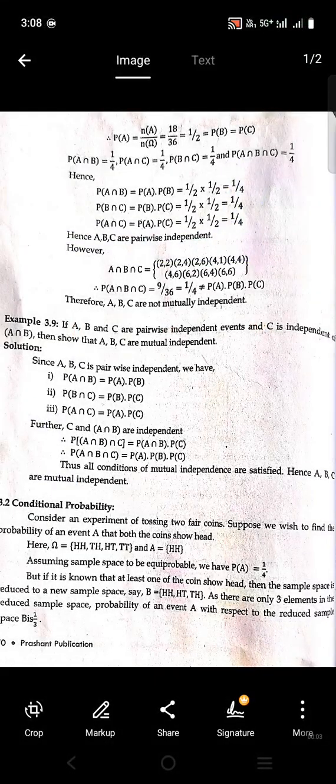Good afternoon. Today we will learn conditional probability. That is, consider an experiment of tossing a pair of coins. Suppose we wish to find the probability of an event A that both the coins show head.